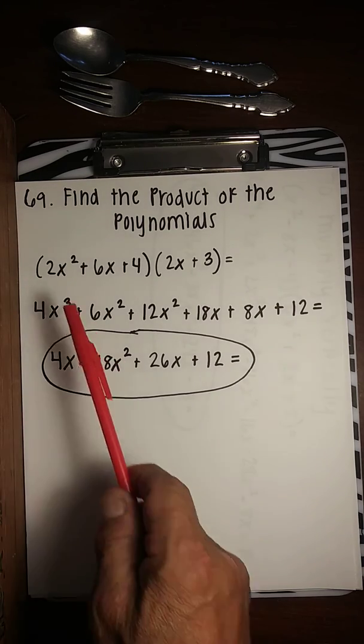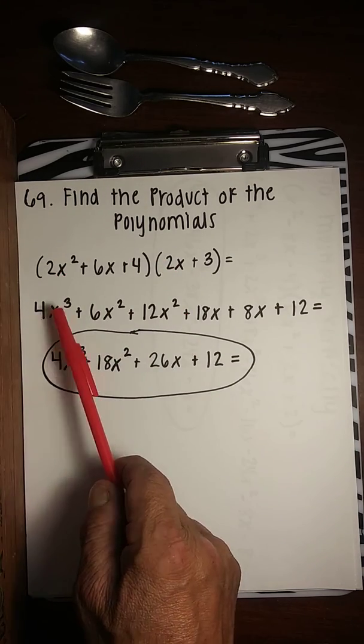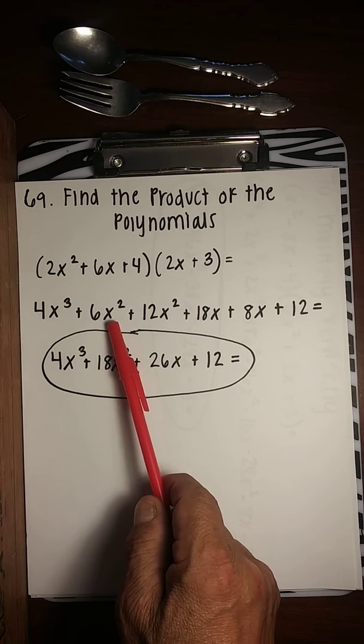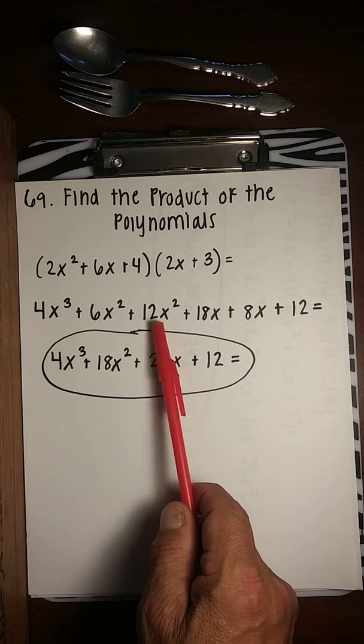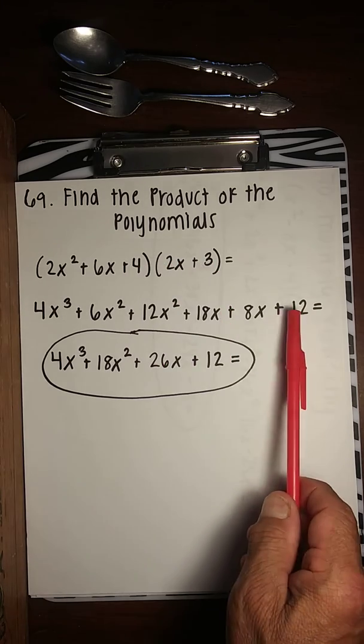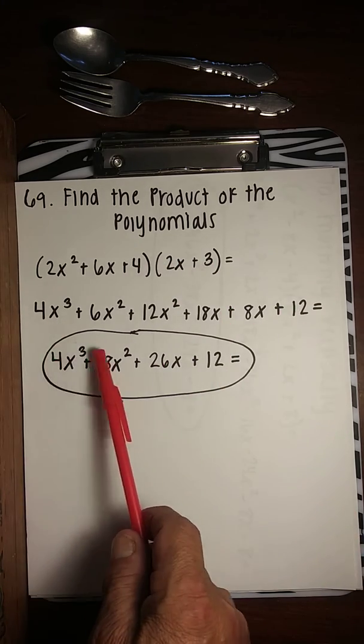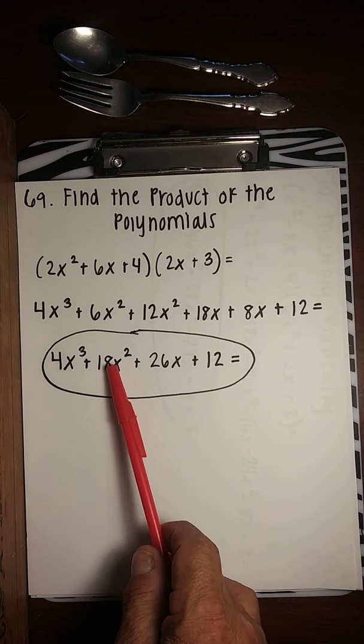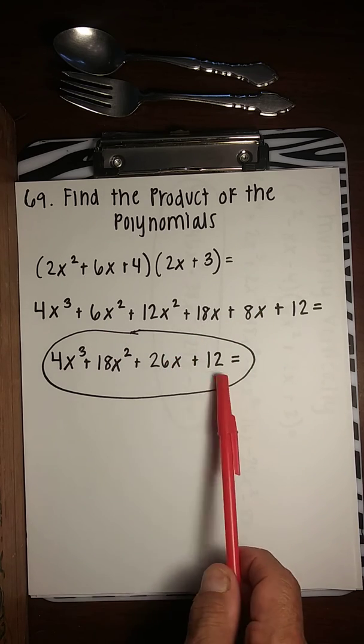Find the product of polynomials. This one times this one is 4x cubed. That one times that one is 6x squared. That one times that one is 12x squared. That one times that one is 18. 4 times that, 8x. 4 times 3, 12. 4x cubed, leave it alone. Squares and squares together, 18x squared. x and x together, 26 plus 12.